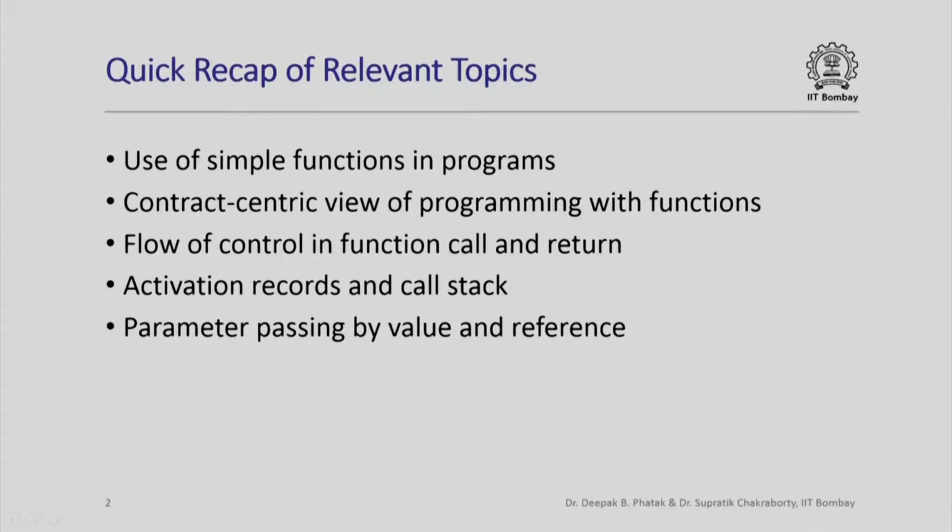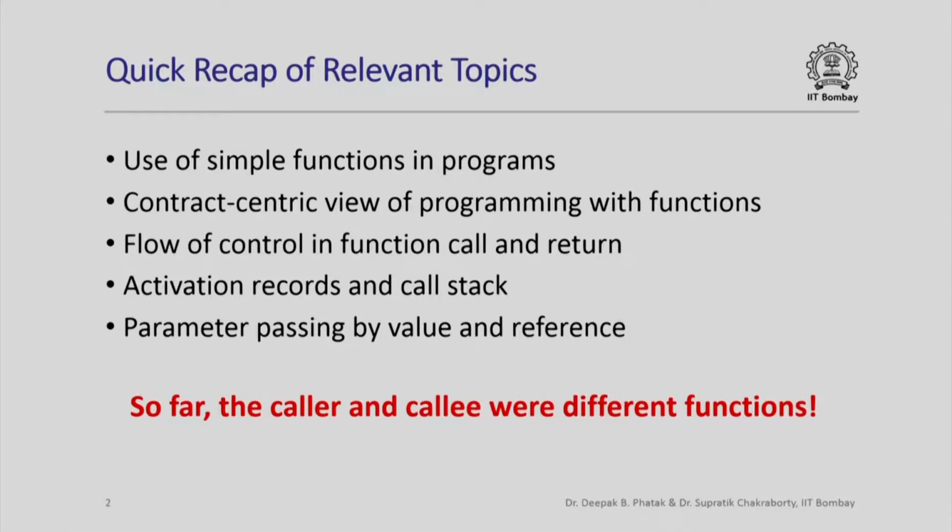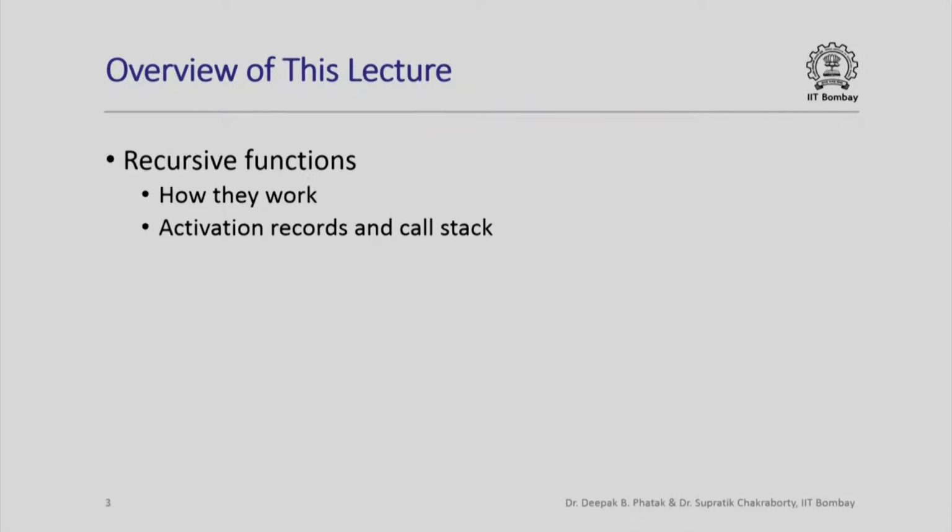We have seen the usage of activation records and call stack to implement this flow of control, and we have also seen the two paradigms of parameter passing, call by value and call by reference. However, so far whenever we called a function, the caller and the callee functions were different, they were not the same. In this lecture we are going to let the caller and the callee be the same.